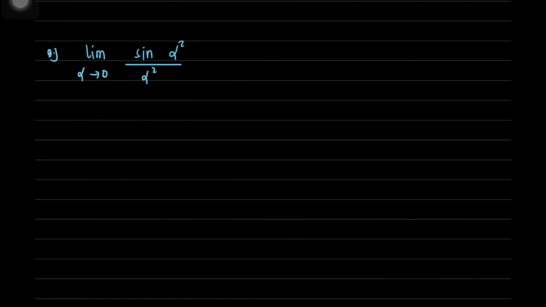Alright, so let's have another example here. Find the limit of sine alpha squared over alpha squared as alpha approaches 0. So basically, this is now equal to sine of 0 squared all over 0 squared, or that's equal to 0 over 0. And this is actually indeterminate.